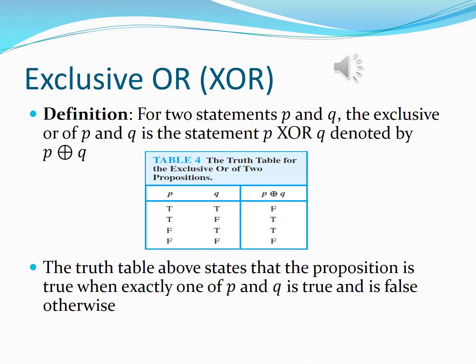Exclusive OR, XOR. Definition: for two statements P and Q, the exclusive OR of P and Q is the statement P XOR Q, denoted by P ⊕ Q. In the table below, the truth table shows different combinations of P XOR Q. The truth table above states that the proposition is true when exactly one of P and Q is true and is false otherwise.